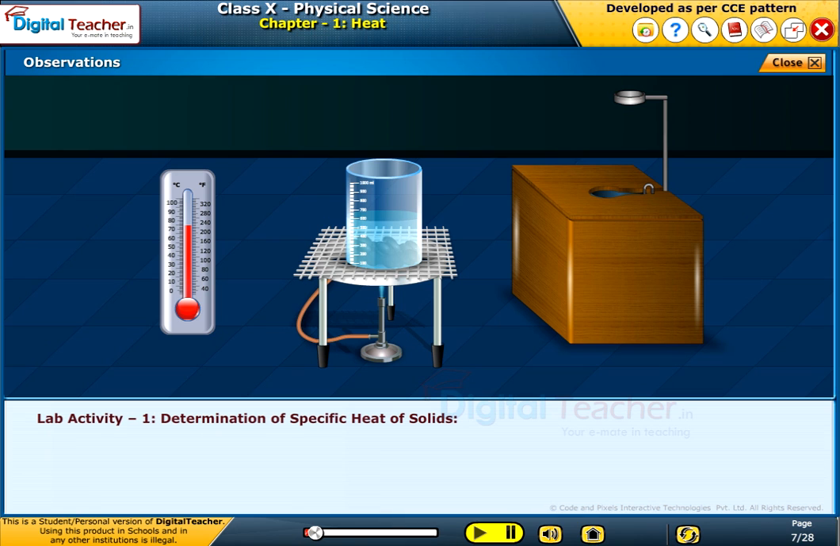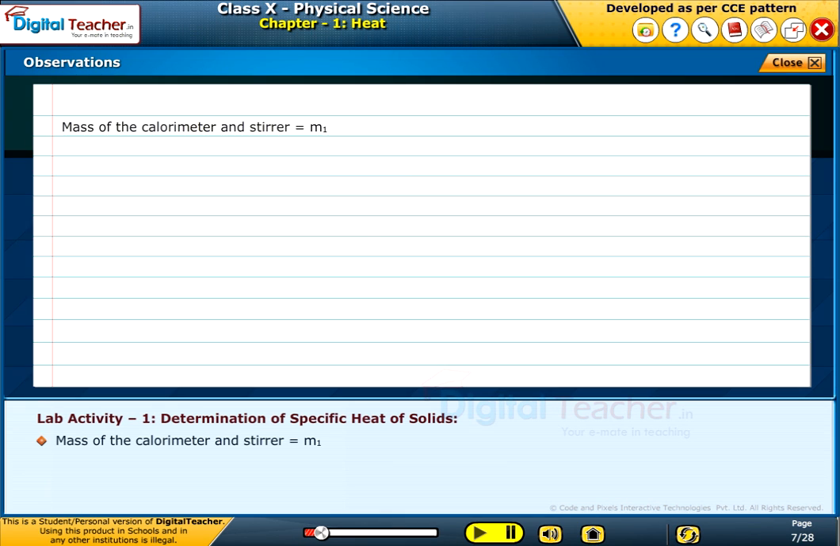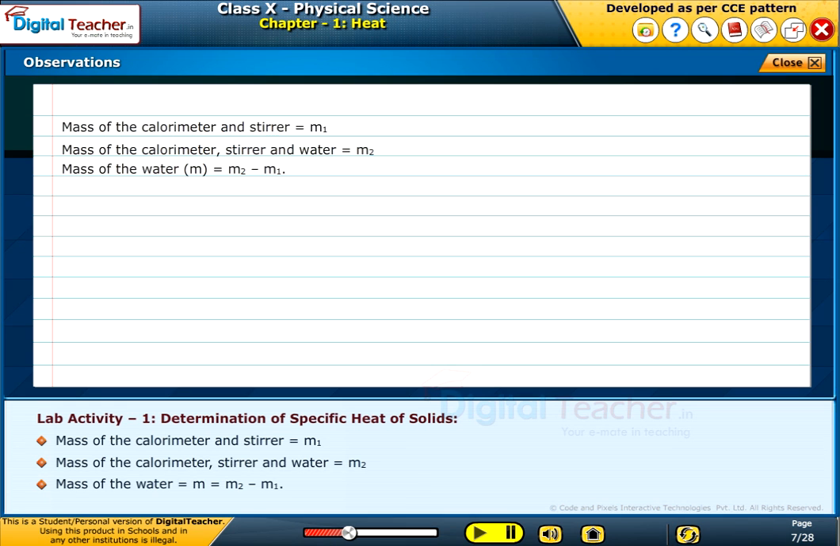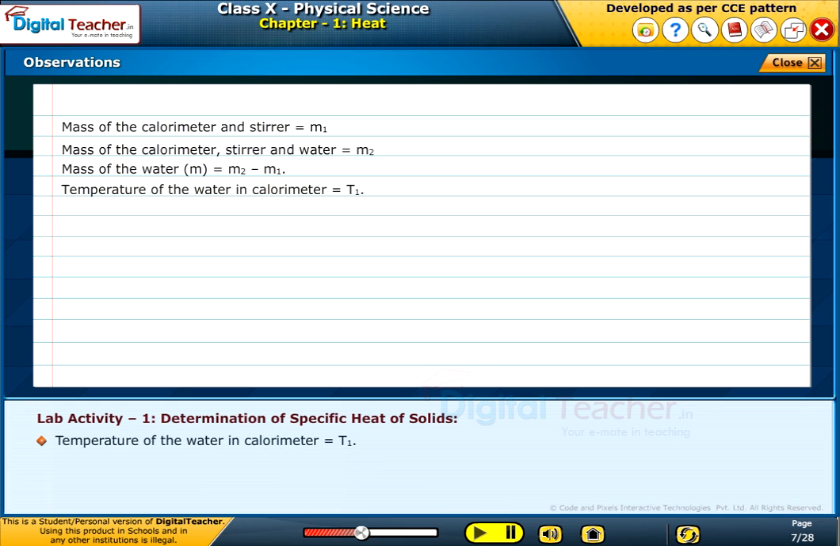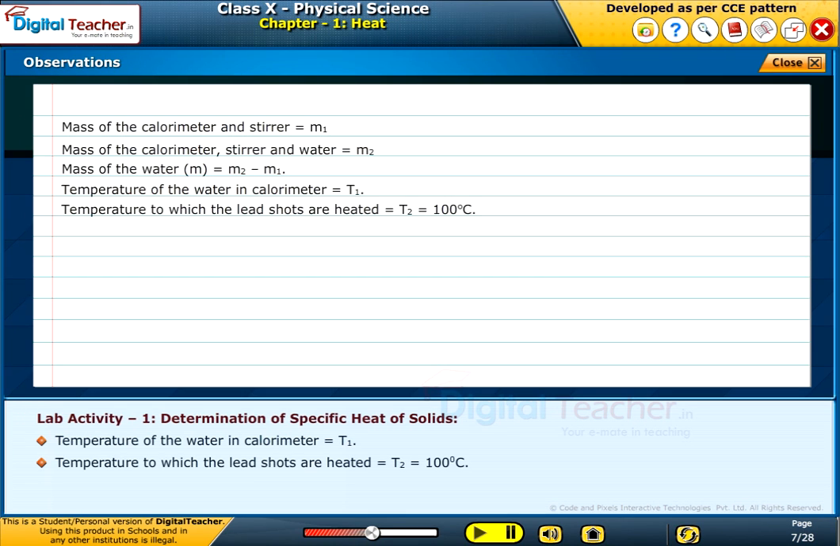Observations. Mass of the calorimeter and stirrer is equal to M1. Mass of the calorimeter, stirrer and water is equal to M2. Mass of the water, M, is equal to M2 minus M1. Temperature of the water in the calorimeter is equal to T1. Temperature to which the lead shots are heated is equal to T2, which is 100 degrees Celsius.